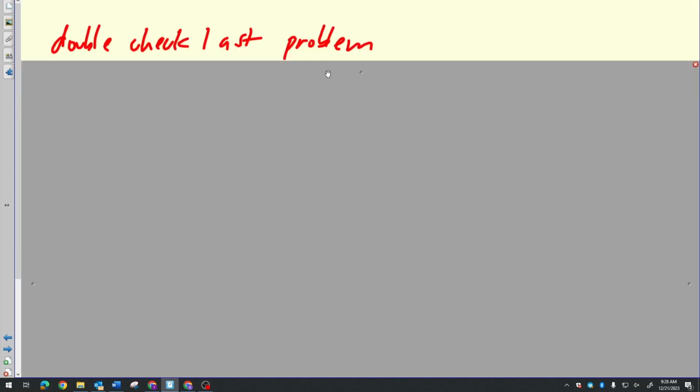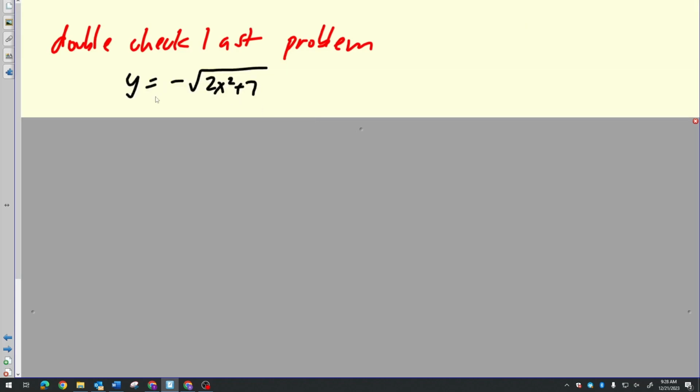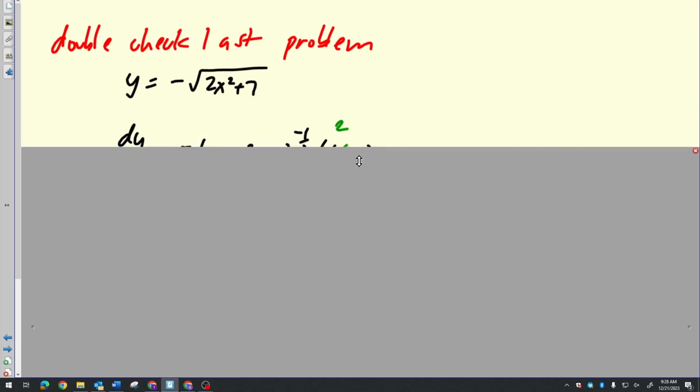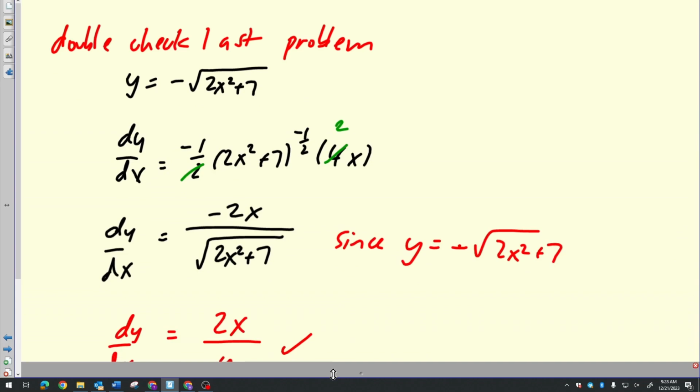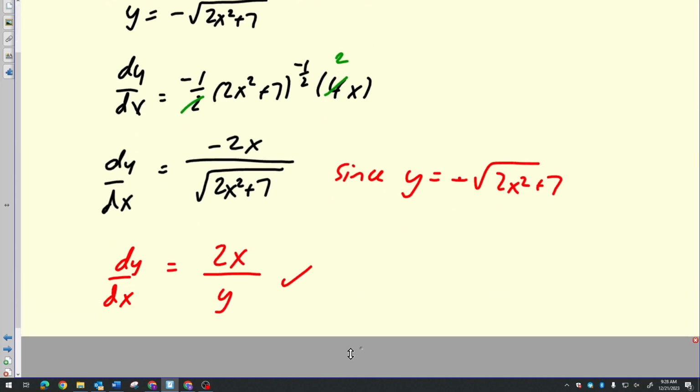If you wanted to, you could double check this problem. What we did was we got the answer y equals negative square root of 2x squared plus 7. And then if you took the derivative of that, you should come back to the original problem.